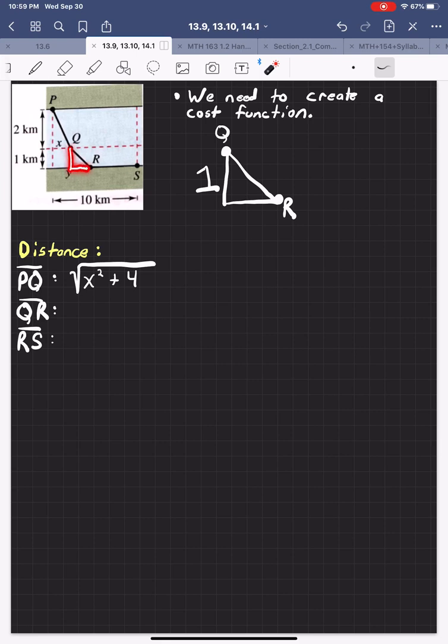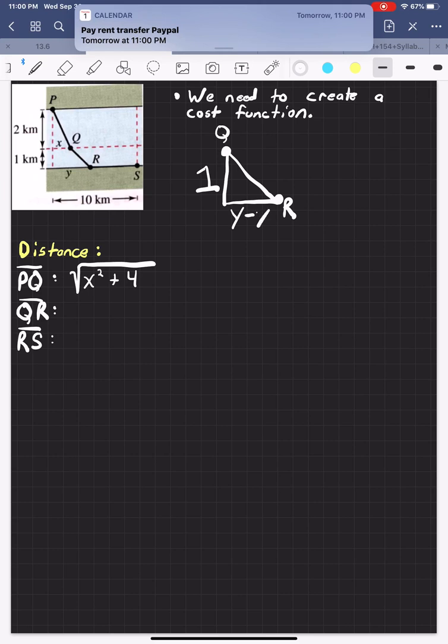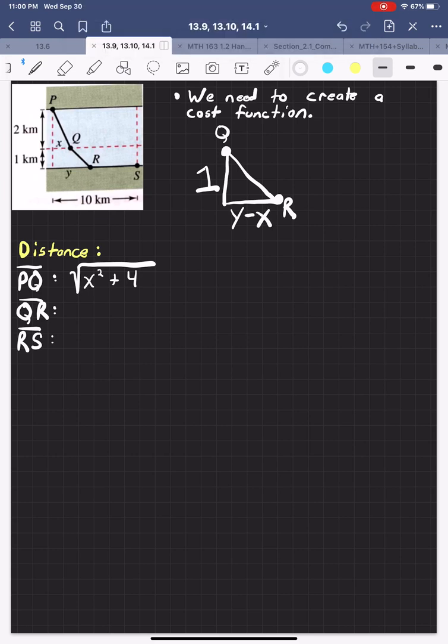Well, let me write it, and then let's reflect. So the Q to R segment, let me see if you agree with it. This side is going to be y minus x. So that hypotenuse would be the square root of y minus x squared plus 1 squared, which is just 1. But let's reflect on that, because the ability to model is an extremely important ability.